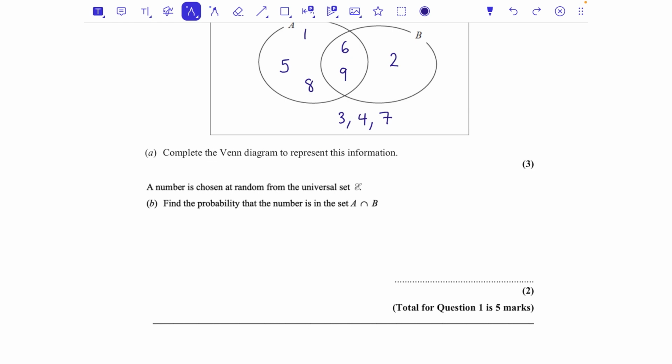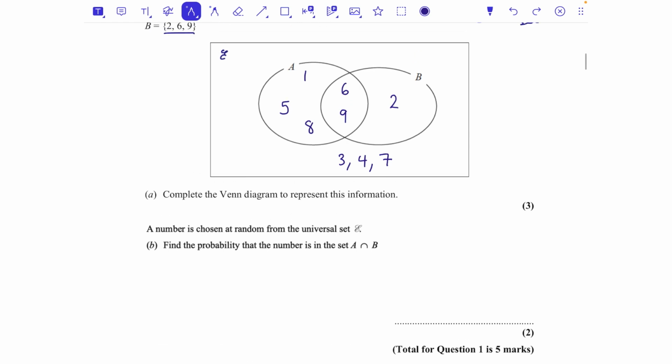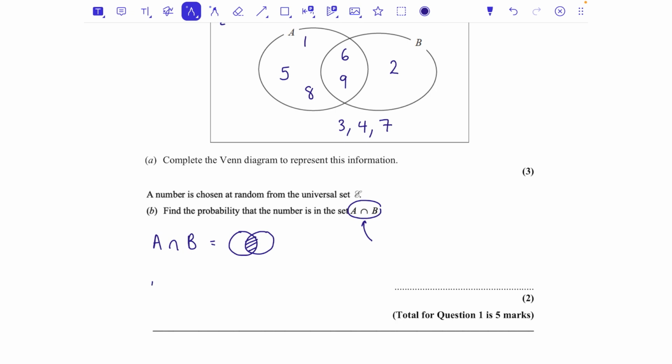A number is chosen at random from the universal set. Find the probability that this number is in the set A intersection B. So there's two of these that you need to remember. Well, a couple more, but two that come up a lot. This is called the intersection, and it's talking about the bit where A and B overlap. So the numbers that are in A and also in B. If you're asked for this one, that's called the union. And the union means they can be in either of them. So we don't mind if it's in this bit or in the middle or in the other bit.